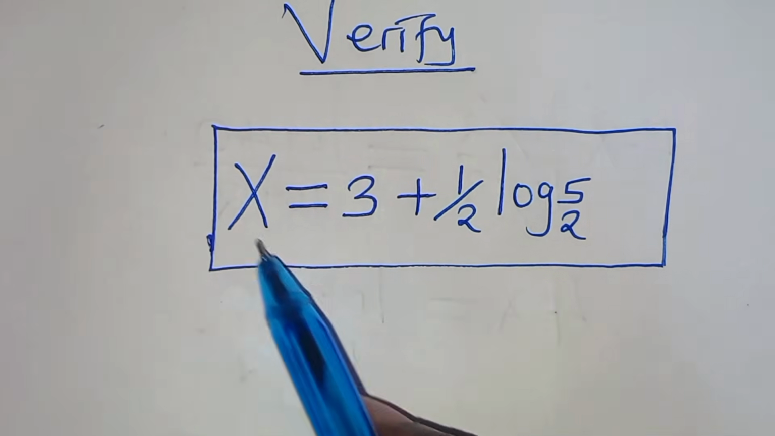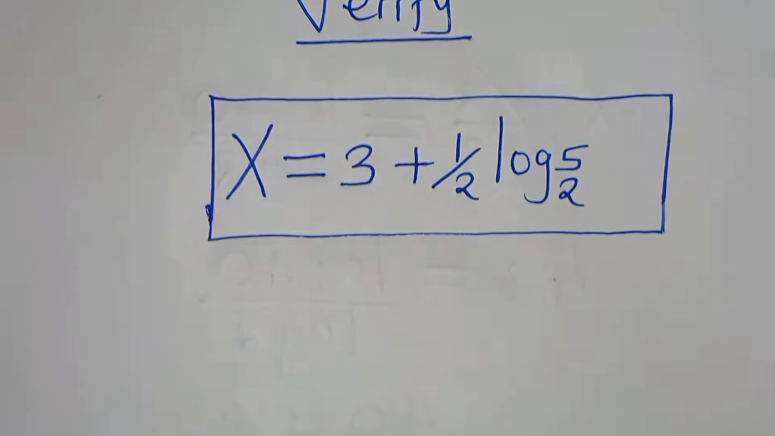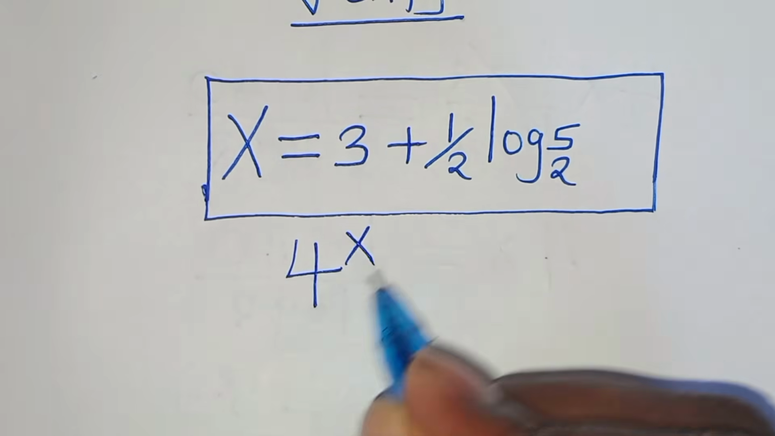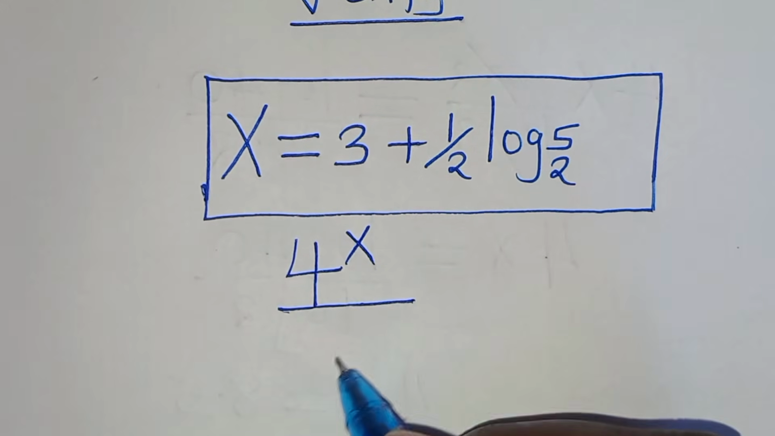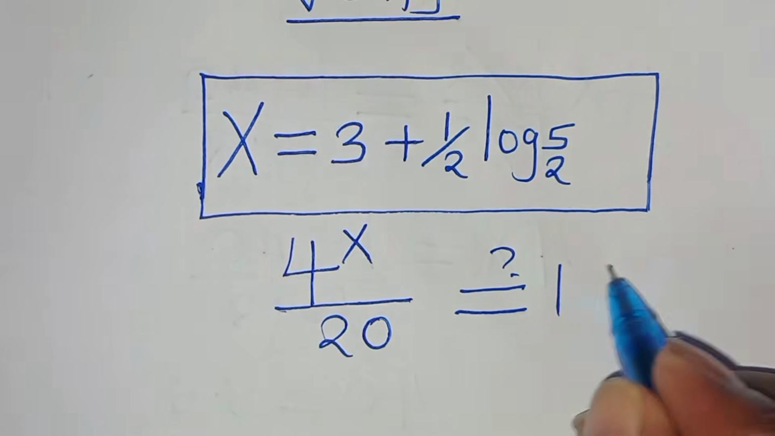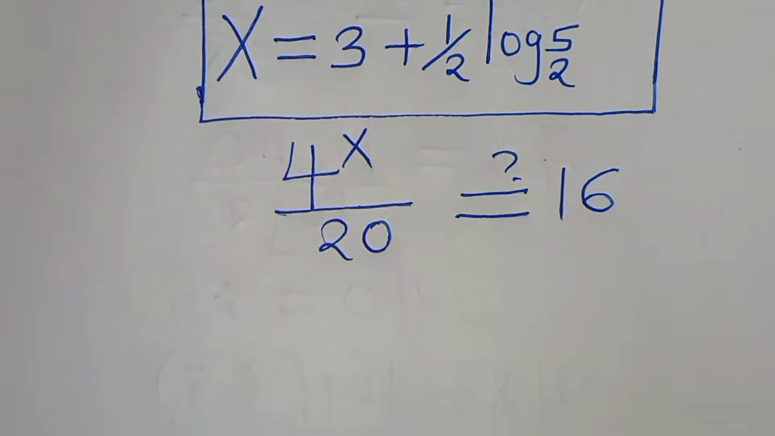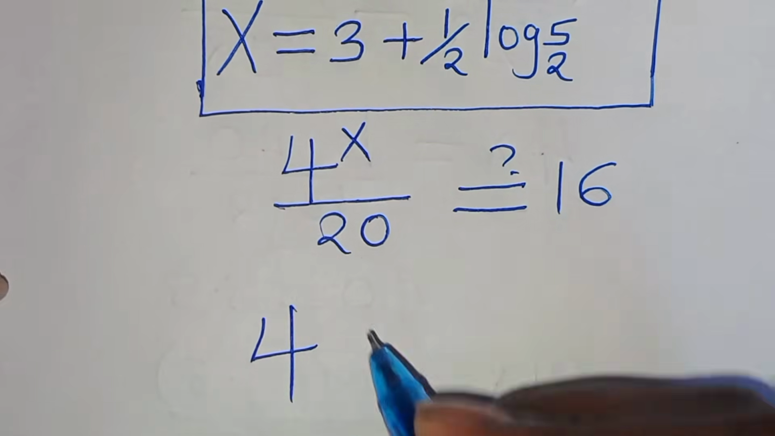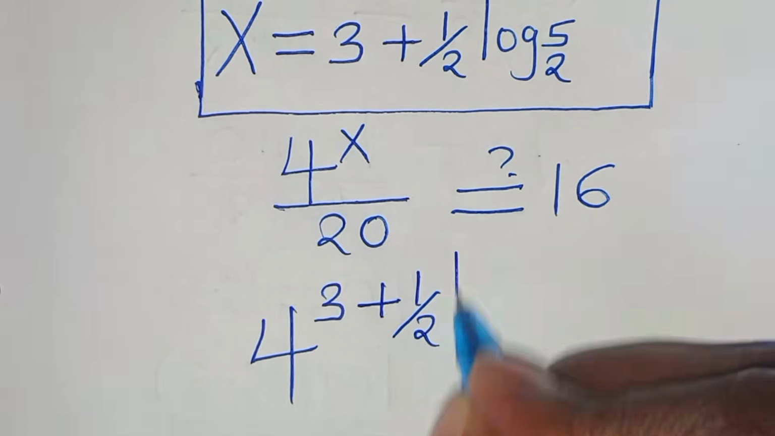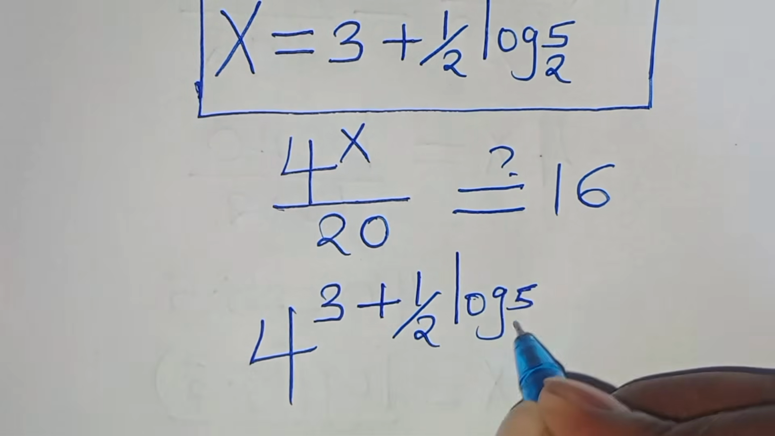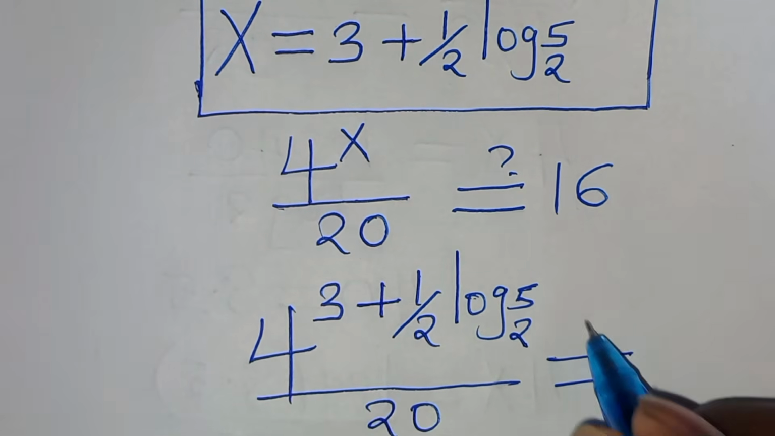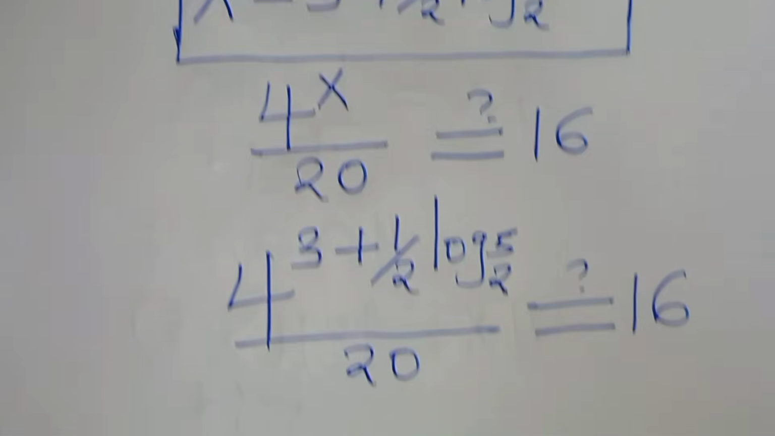Now let's verify that this value of x satisfies the equation. If you recall, we have that 4 to the power of x divided by 20 is supposed to give us a value of 16. Now let's substitute the value of x so that we have 4 raised to the power of 3 plus a half log 5 to base 2, divided by 20. This is supposed to give us a value of 16.